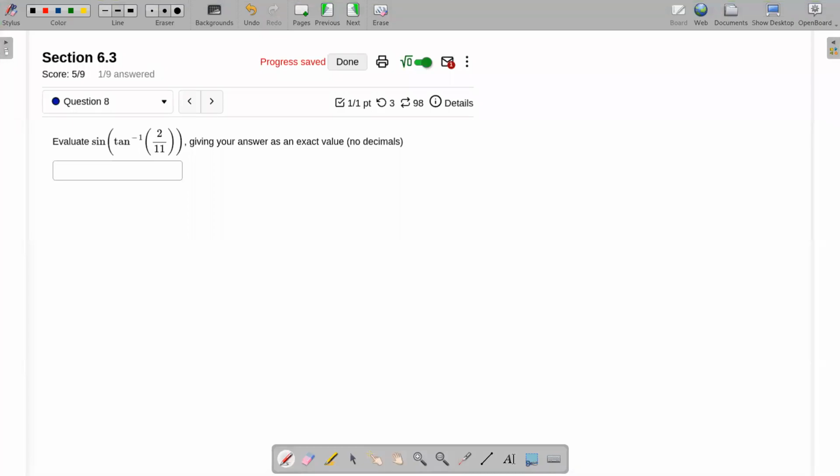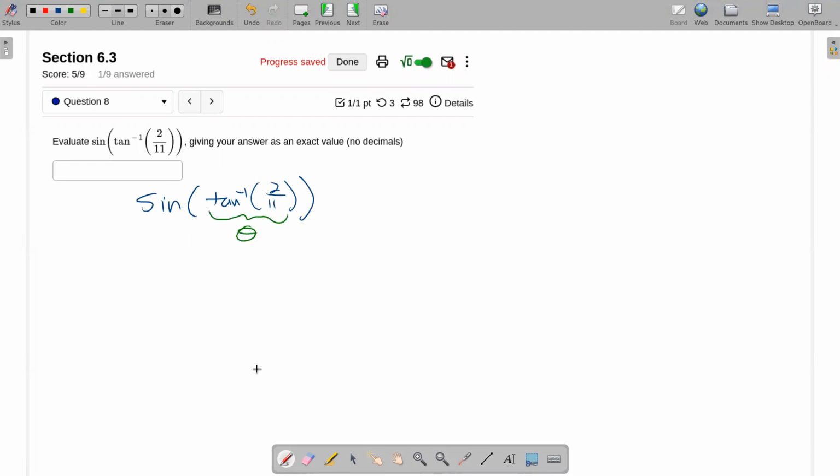So here we have the sine of the inverse tangent of 2/11. We want to give an exact answer here. So I'm just going to rewrite my problem. And to do this, I just want to recall that an inverse trig function is an angle.